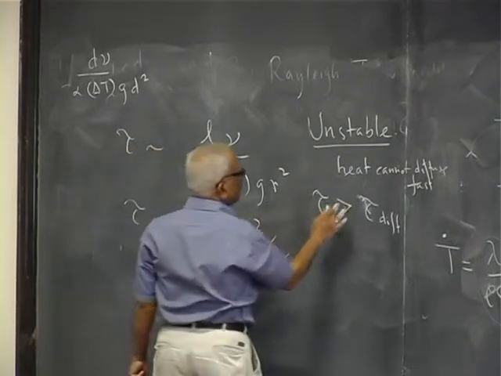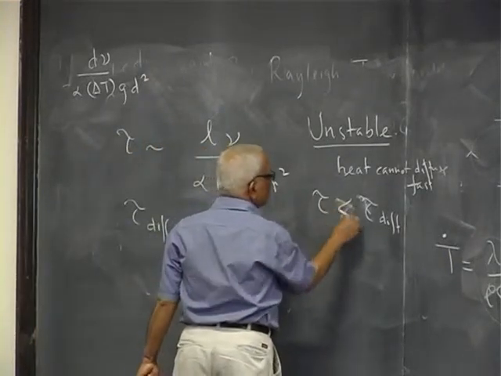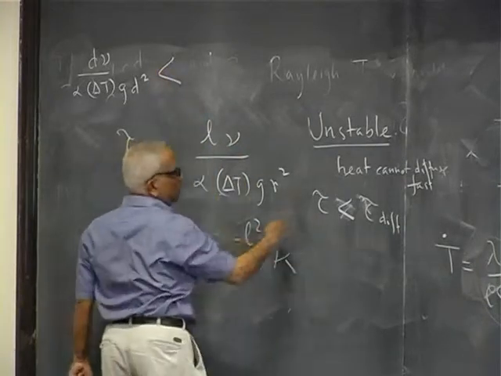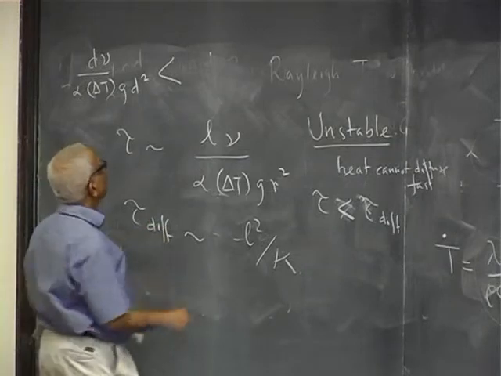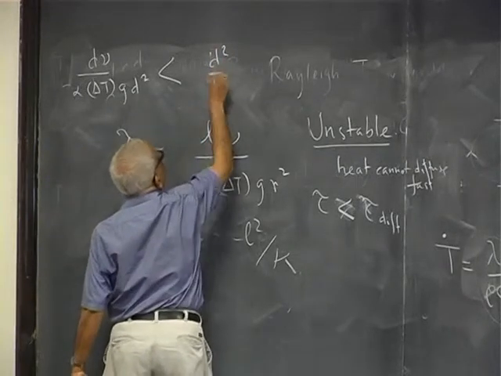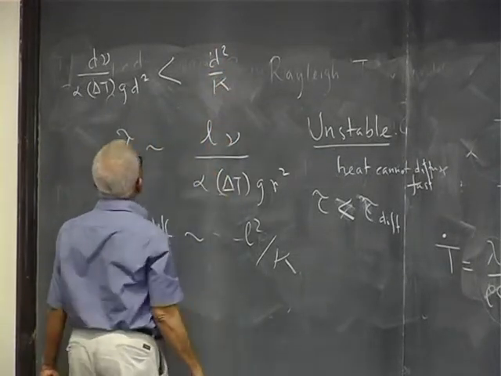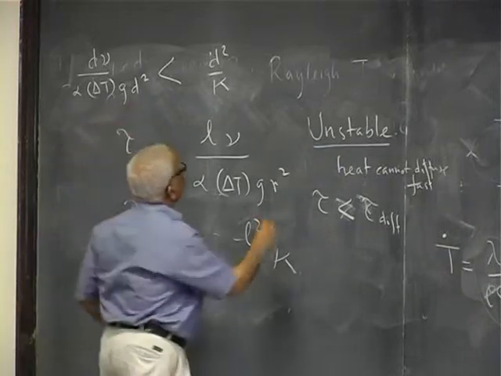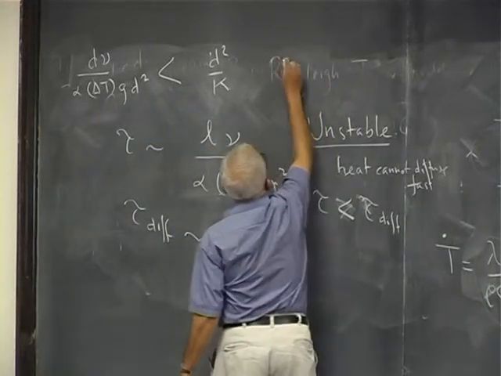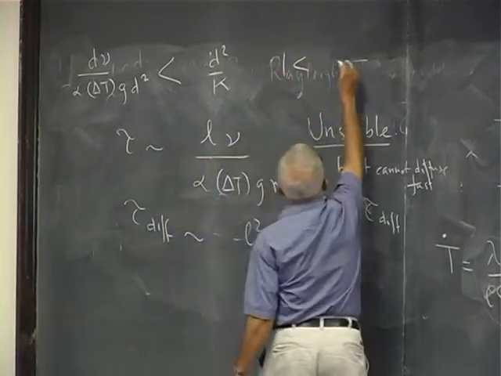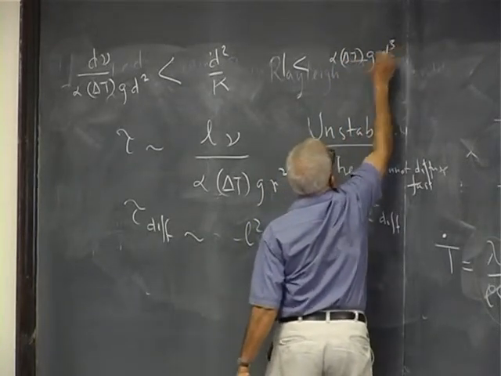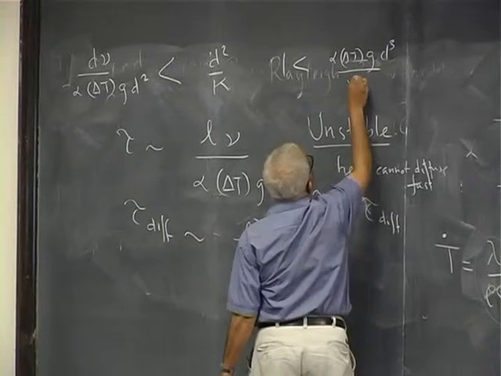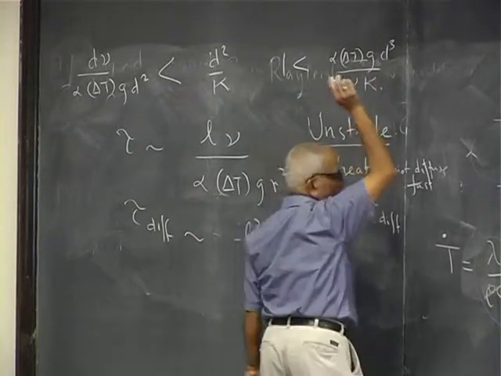So unstable, if it's the other way around, diffusion time is big, so you don't diffuse, and that's by d squared over kappa. So put things together, it is 1 less than alpha delta t g d cubed divided by nu times kappa.